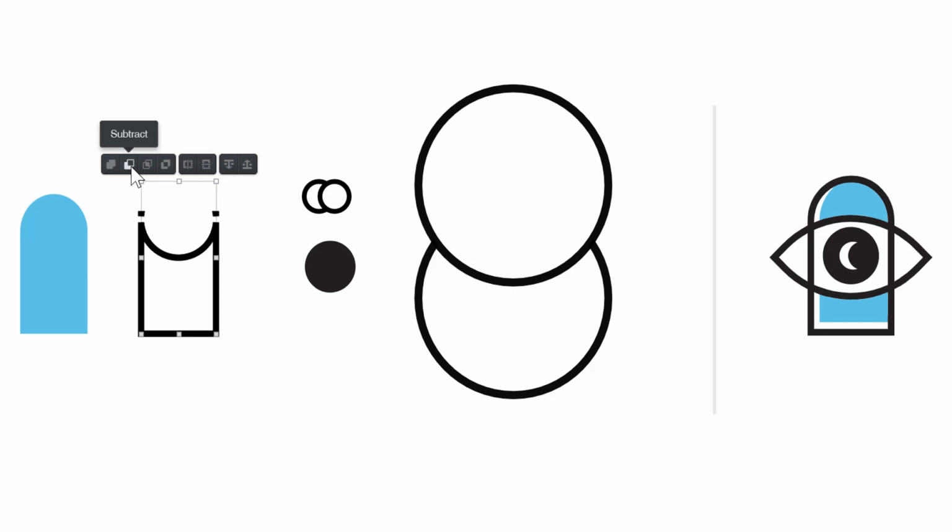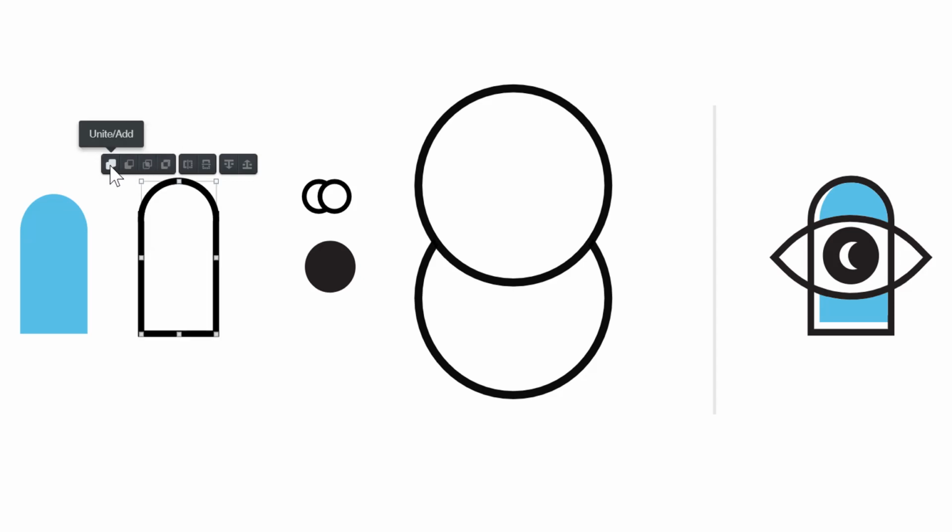If I subtract them, I still get an interesting shape that might be used for another design, where it's a circle that's cut out of the rectangle. Intersection just takes the part that intersects the two shapes. So if I needed a half circle, that would be a great way to do that. And the exclude is kind of just everything.